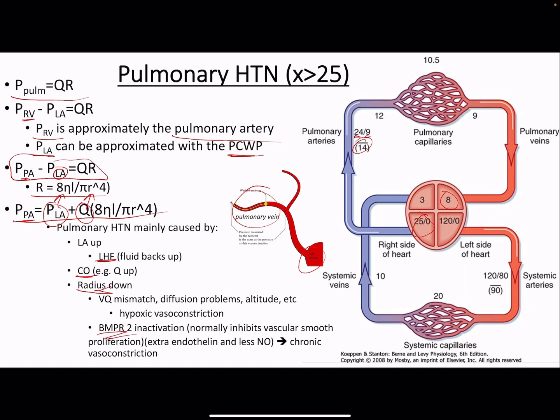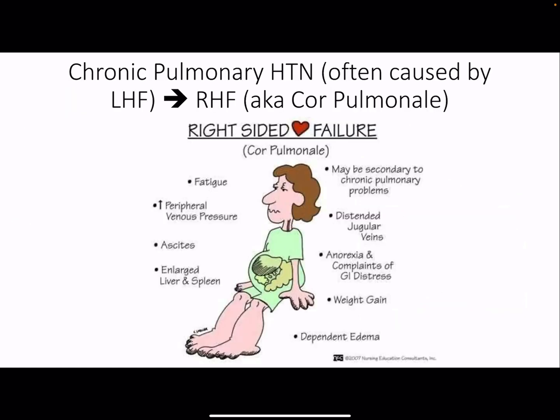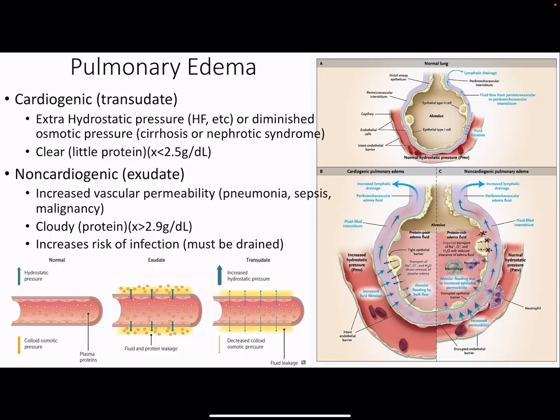BMPR2 is also a gene that normally inhibits vascular smooth muscle proliferation. So it's going to be associated with extra endothelium and less nitric oxide. So we have chronic vasoconstriction. This is just going to be a genetic predisposition to pulmonary hypertension. So left heart failure can lead to pulmonary hypertension, and then pulmonary hypertension can put too much stress on the right ventricle, which can lead to right heart failure, cor pulmonale. This is associated with ascites, hepatosplenomegaly, distended jugular veins, and peripheral edema.